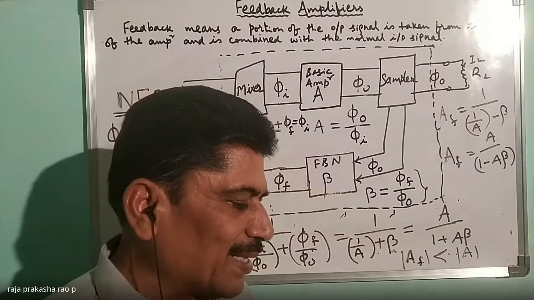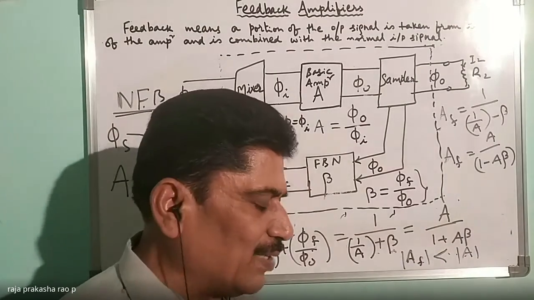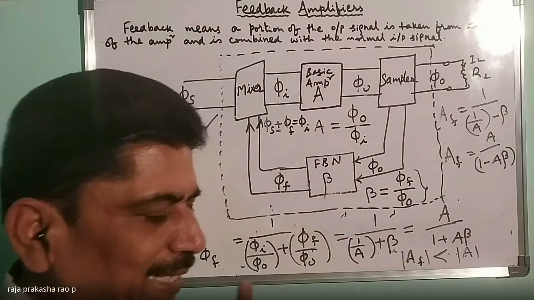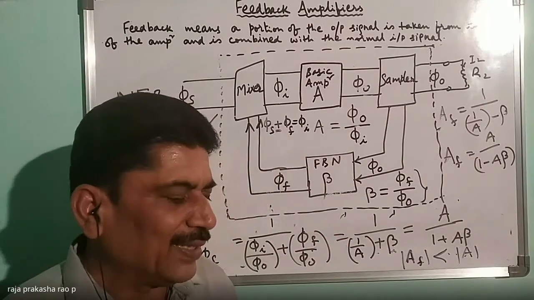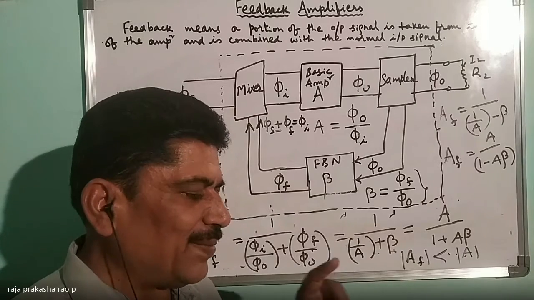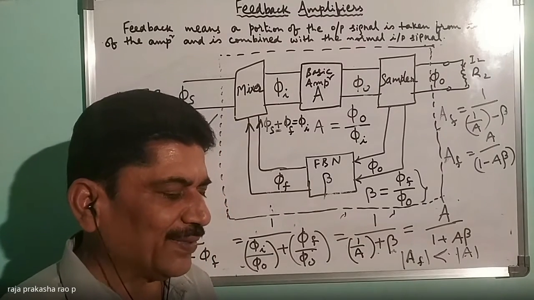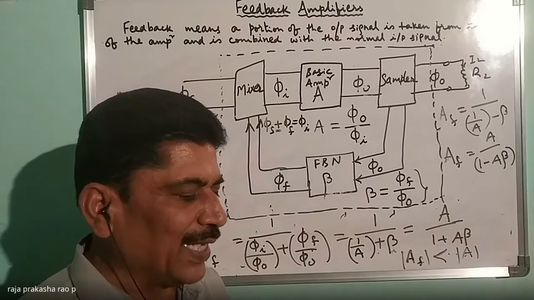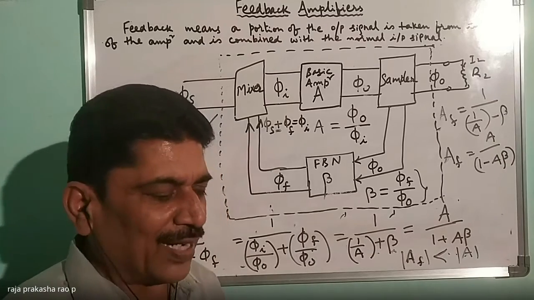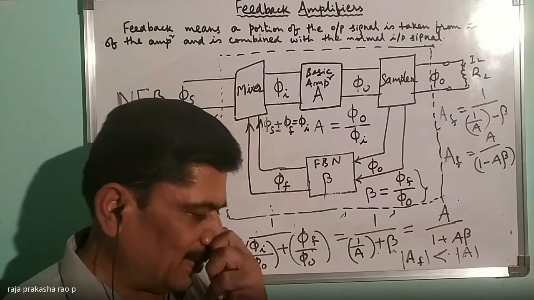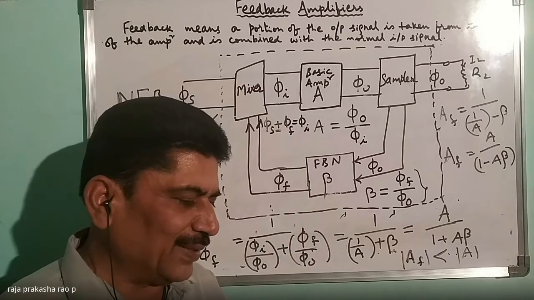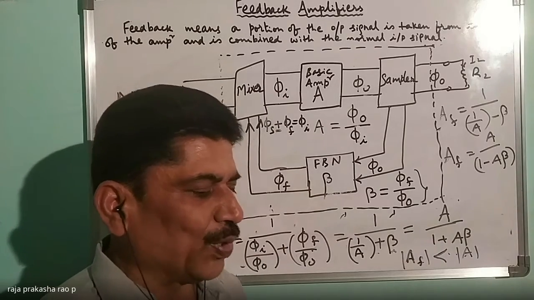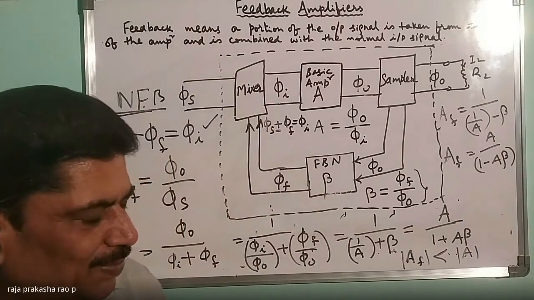If you use feedback, that means if you use part of the signal and add it to the input, make it a feedback amplifier, then we are losing some part of the gain of the amplifier. When we are losing something, in return we should gain something. What are we gaining? In return, the stability of the amplifier is improved here.